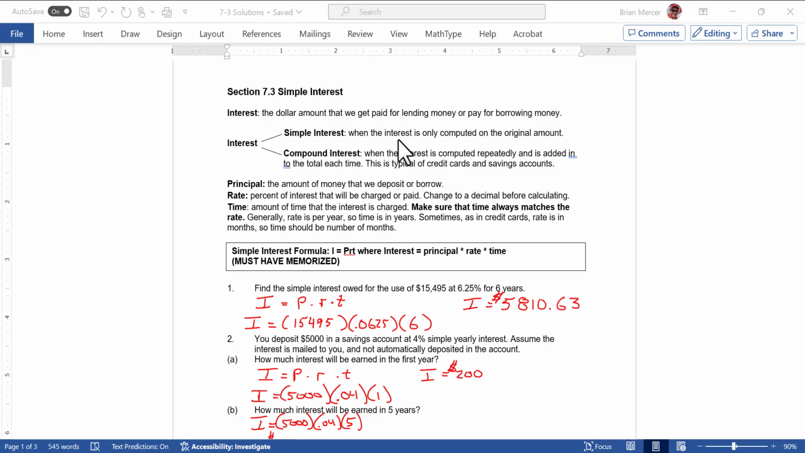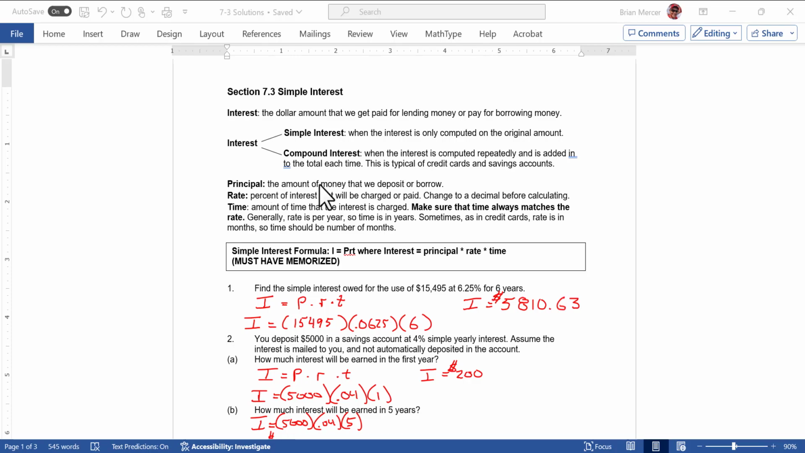Simple interest is when that interest is only computed on the original amount. And then with compound interest, you pay essentially interest on the original amount and interest on the interest. So compound interest is always one of those things that we say is really good if you're the one lending the money, and it's really bad if you're the one borrowing the money. And as you do some problems, you'll see that there's quite a big difference between simple and compound interest.